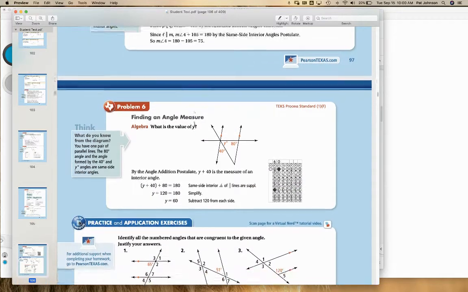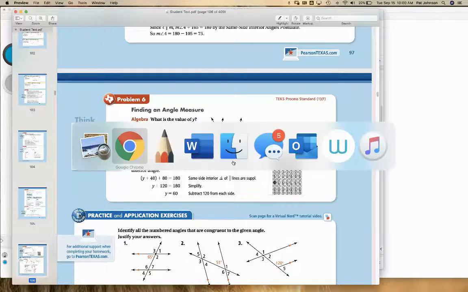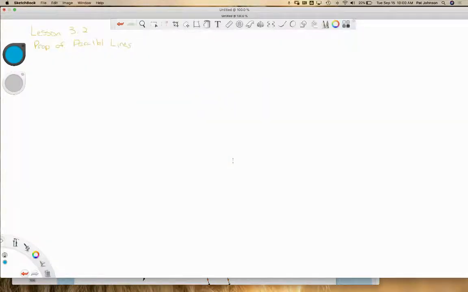All right, so let's look at the next one, the last one. What's the value of y? And this one, again, can be pretty tricky. So what I did is I broke it up. So I've got my line, it's just kind of crooked, and that's my transversal. And these were my parallel lines. I know that this is 80 degrees. And if I look at the original drawing, this right here, because of the angle addition postulate, is y plus 40. You've got to be able to break that up.